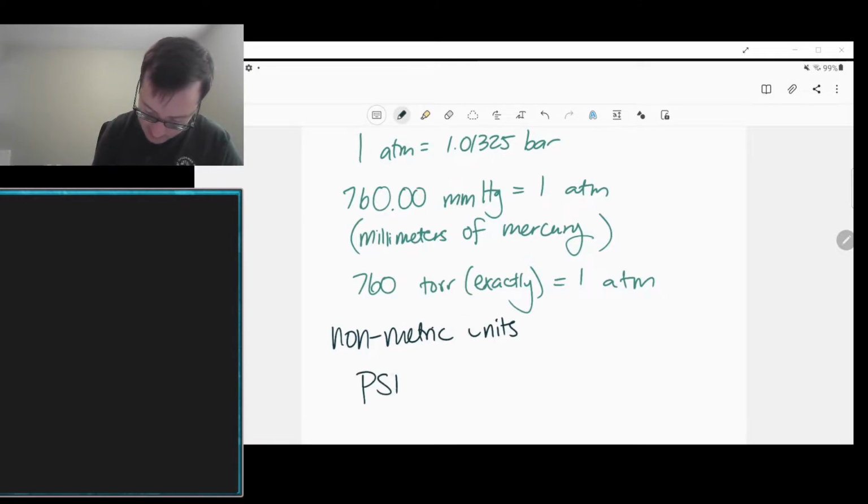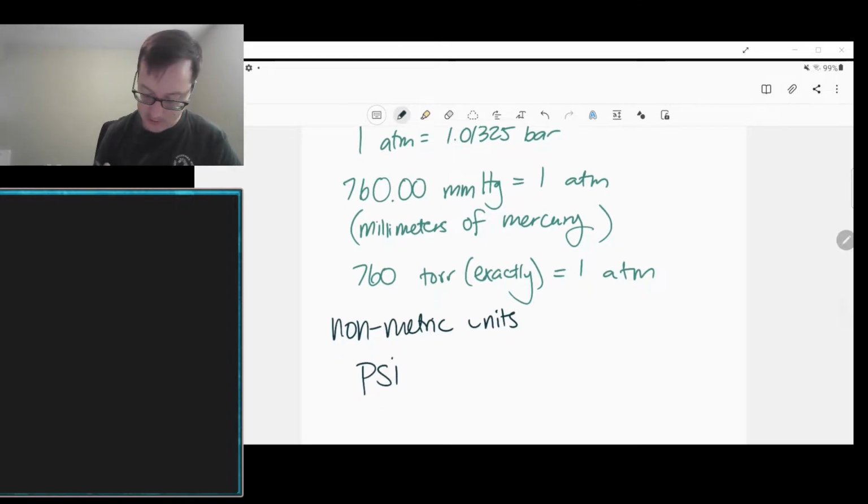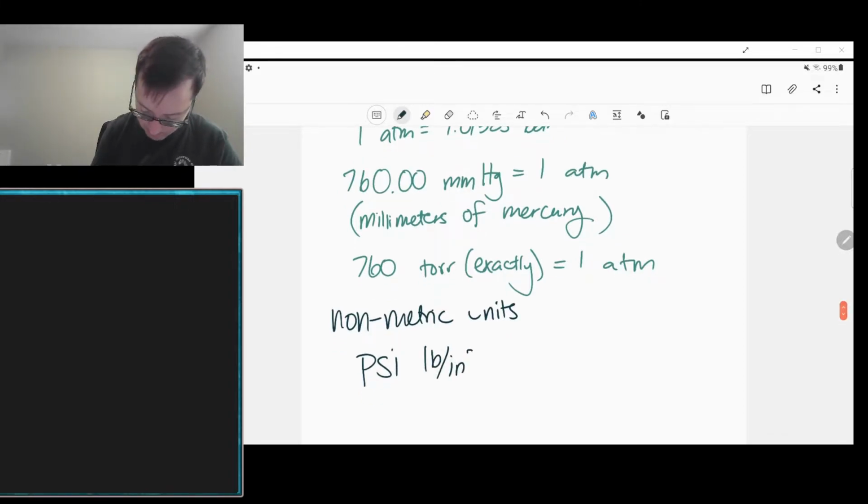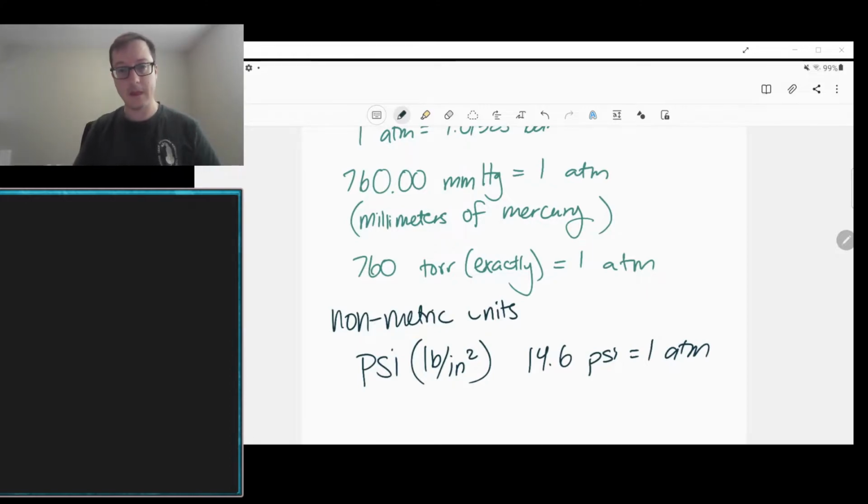All right, non-metric units. One we are familiar with maybe is PSI, pounds per square inch. We're looking at about 14.6 psi is about 1 atmosphere, if I am not mistaken. It's something around there. If we want to think of something like your car tires, they typically are about 30 psi or so, 30, 35, a little bit higher if you have an SUV or a truck. But that's about 2 atmospheres, the pressure within your tires.